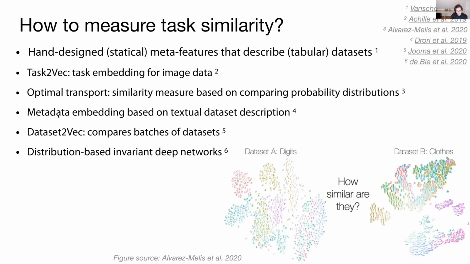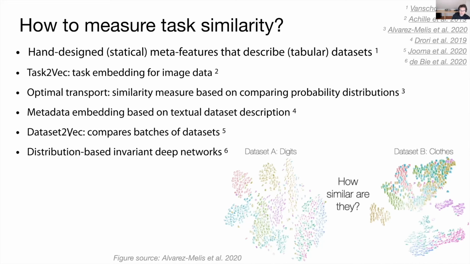You can also construct a metadata embedding based on a textual data set description. So if data has a textual description, you can push this through a transformer, build a text embedding, and then you can use that to measure some different distance between data sets.